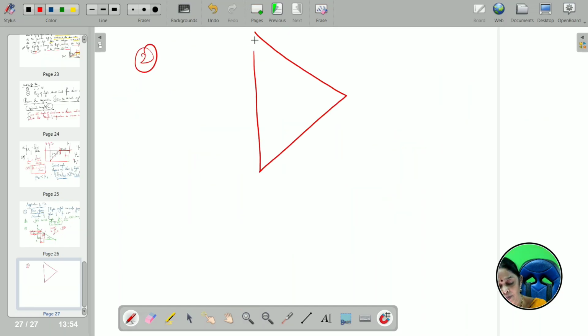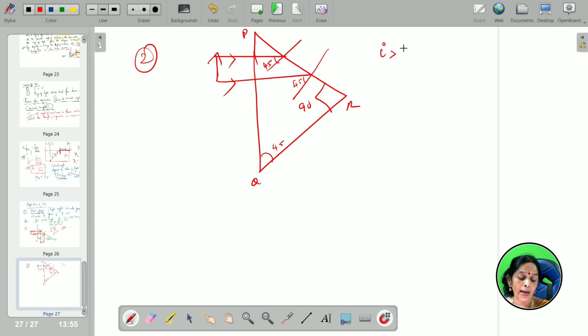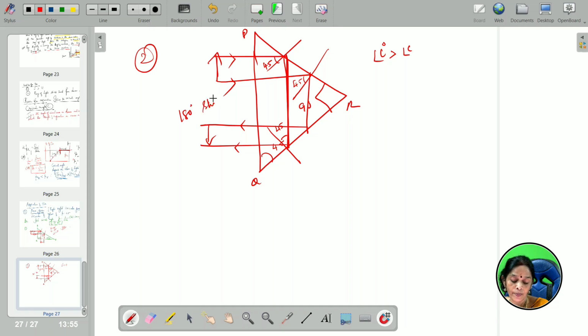Similarly, we'll go to the second diagram, number 2. 180 degree deflection. This is 90 degree. This is P, this is Q, this is R. Rays of light from PQ just hit the normal at 45 degree. Now this is also going to hit at 45 degree. Here also angle I is greater than angle C, so it just gets reflected. Again it hits at 45 degree. Here also angle I is greater than angle C. So therefore image is 180 degree shift.